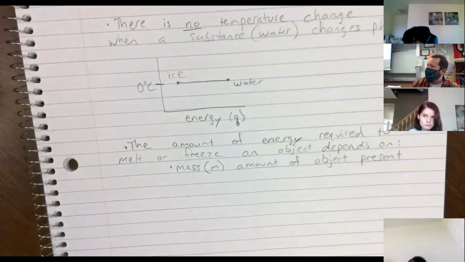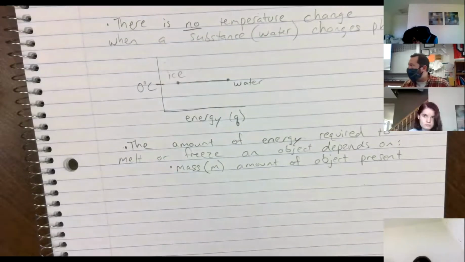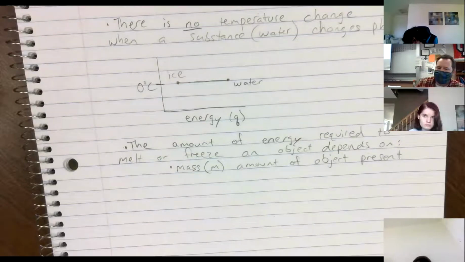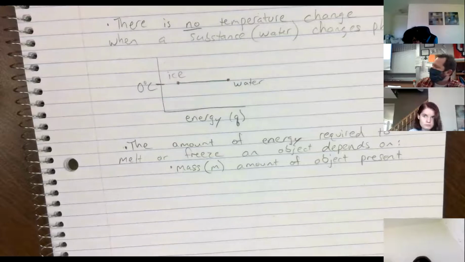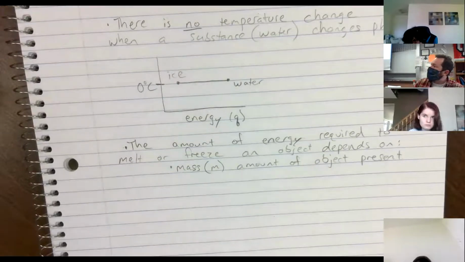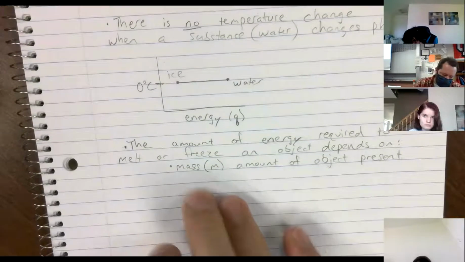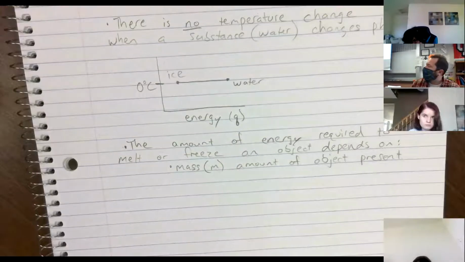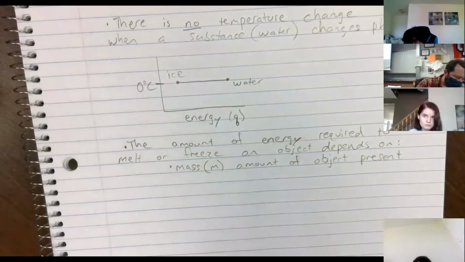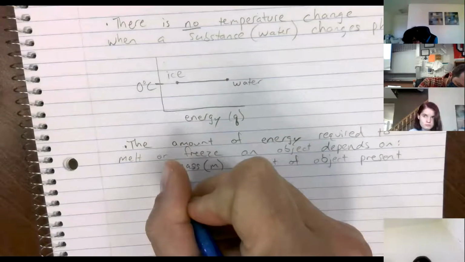An ice cube, a little tiny ice cube you can hold in your hand, is going to take a lot less energy to melt than a whole lake that's frozen over with ice. So the mass, the amount of the object you have present, that's the first thing that determines how much energy. The second thing is a constant.